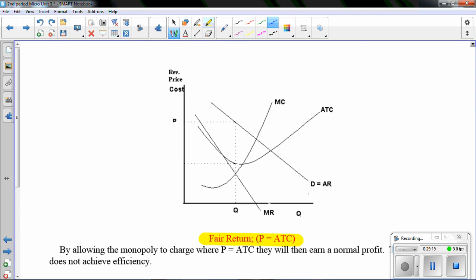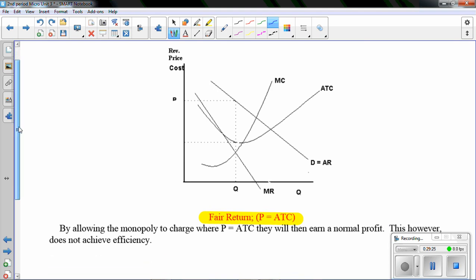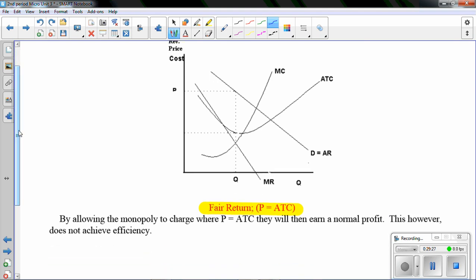We can't regulate them at the minimum of the ATC. Why not? It's impossible. The demand curve never hits the minimum of the ATC. You can't regulate them off their demand curve. You got to let them produce on their demand curve here. So instead, we produce where price equals ATC, which is going to be right there. That's what we call a fair return.